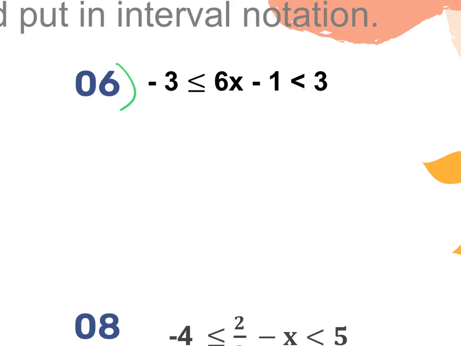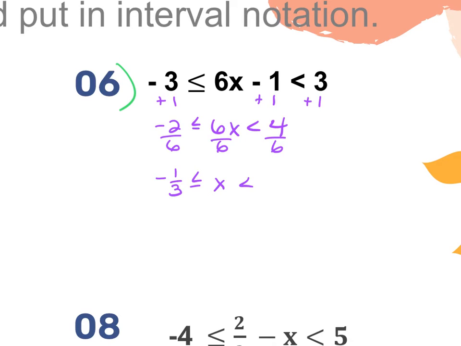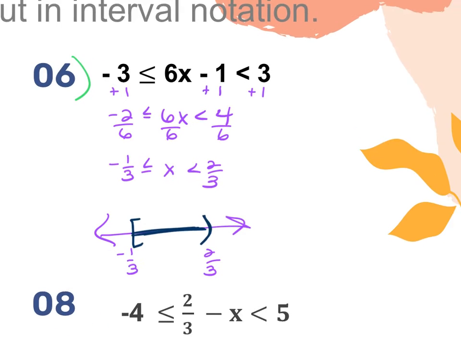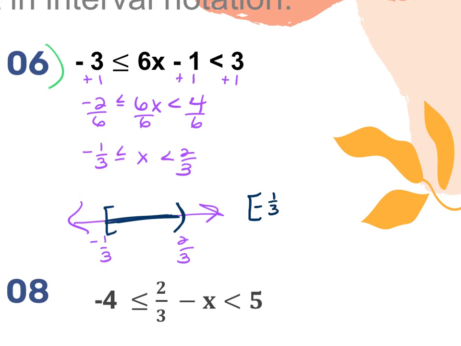Okay, number 6 here, I'm going to start by adding 1 to all the parts. -2 less than or equal to 6x, which is less than 4. Divide by 6. -1/3 less than or equal to x, which is less than 2/3. So it's in order, smaller on the left, larger on the right. The -1/3 gets the bracket, the 2/3 gets the parentheses, shade in between, and the interval notation mirrors that. -1/3 to 2/3 with a bracket on the -1/3 and a parentheses on the 2/3.